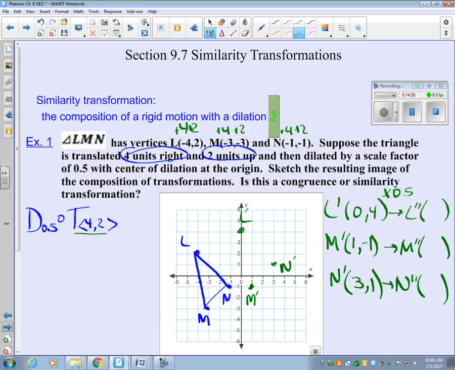Okay, so we're going to multiply each one of these by 0.5. 0 times 0.5 is 0. 4 times 0.5 is 2. 1 times 0.5 is 0.5. And -1 times 0.5 is -0.5. 3 times 0.5 is 1.5. And 1 times 0.5 is 0.5.